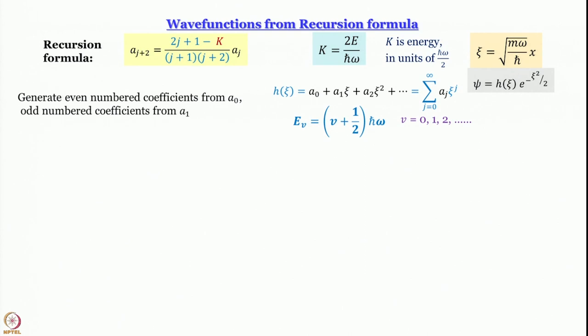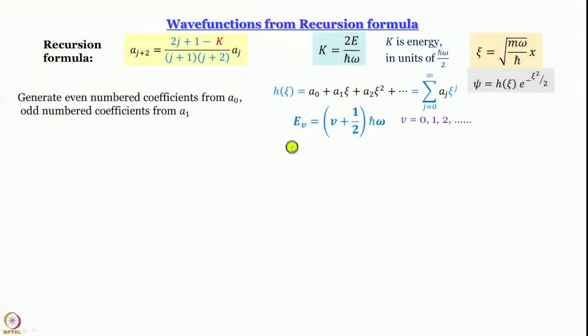Now, we will remember something else. What is k? k is 2E divided by h cross omega, and we already know the expression for E v. This is where our treatment deviates from the treatment of Griffiths. Griffiths has done a more rigorous, more general treatment. What we will do is, since we have worked out E v already, we are going to use that expression and try to reach the answer in a little shorter way.